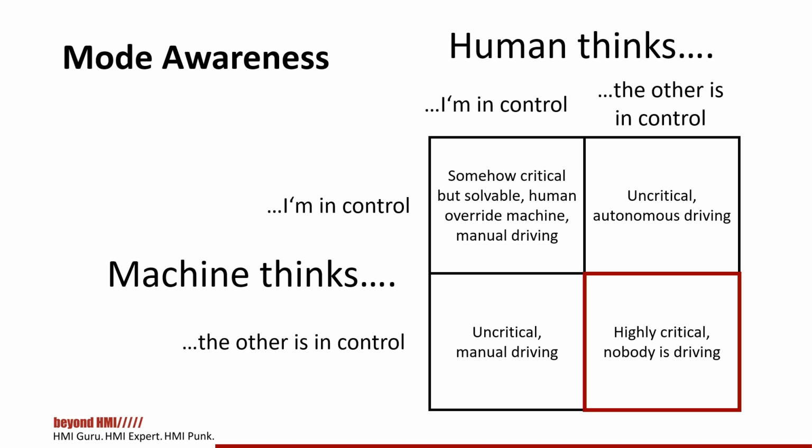So, yeah, the upper left one is at the moment solved, but it's not solved to perfection. I think there will be a bit of a discussion that we need to have in the industry. The critical area is the lower right one. The human thinks the other one is in control, and the machine thinks the other one is in control. This means no one is driving. And this is a highly critical situation, because no one is driving. We have a vehicle on the road that is moving, and no one is in control. So this needs to be avoided strictly.